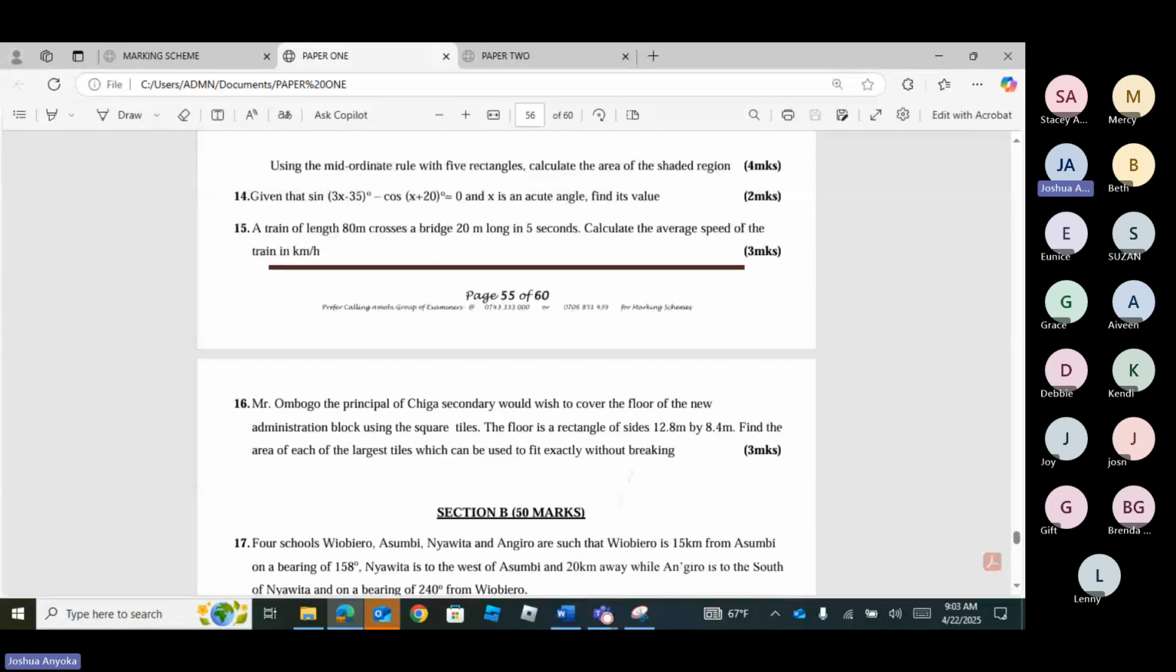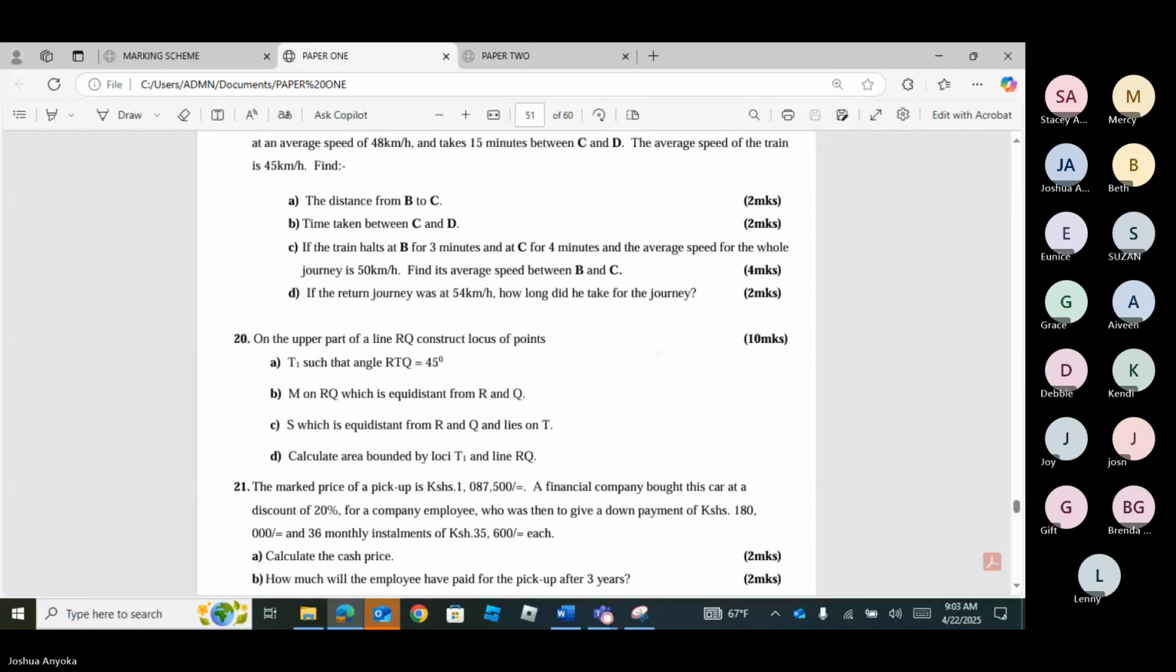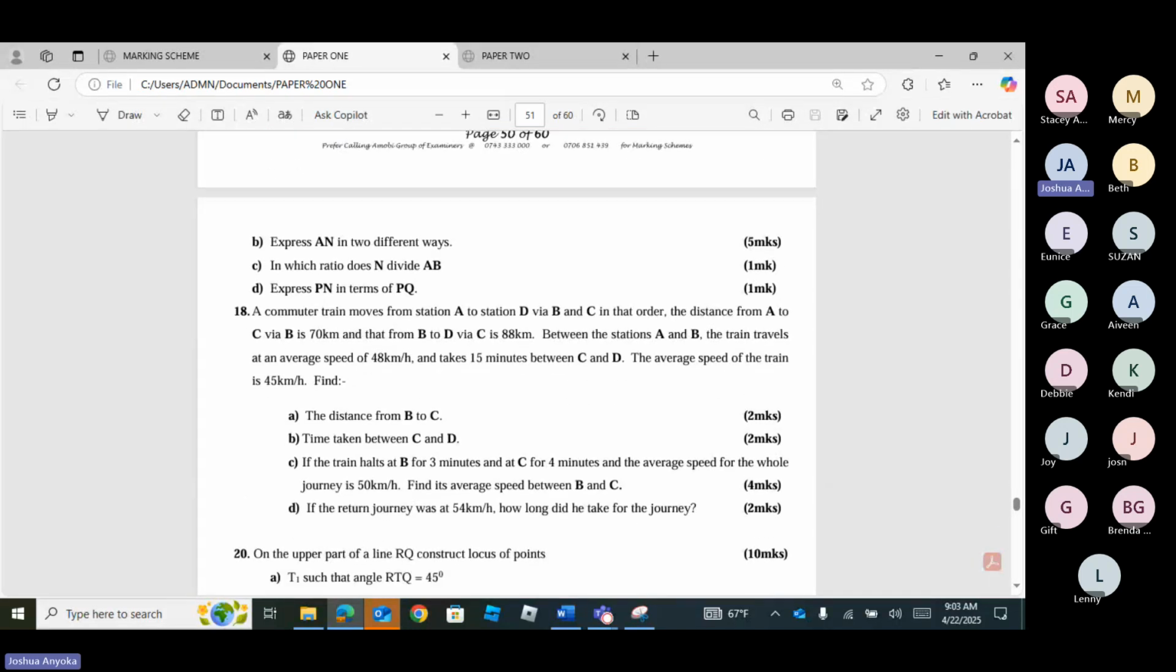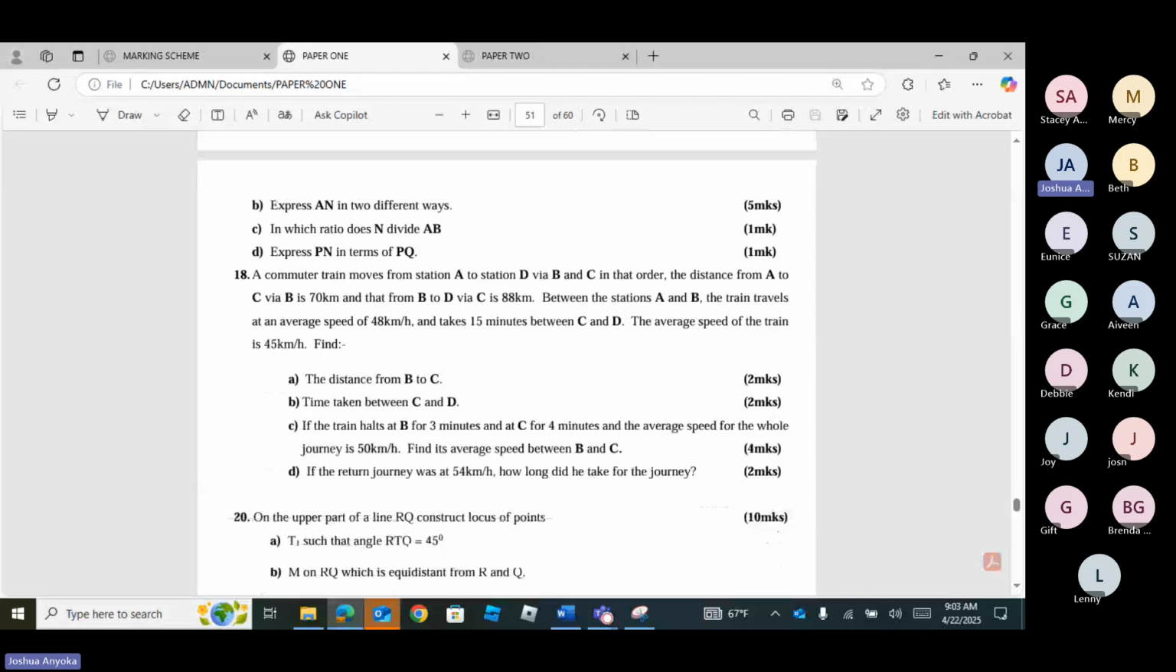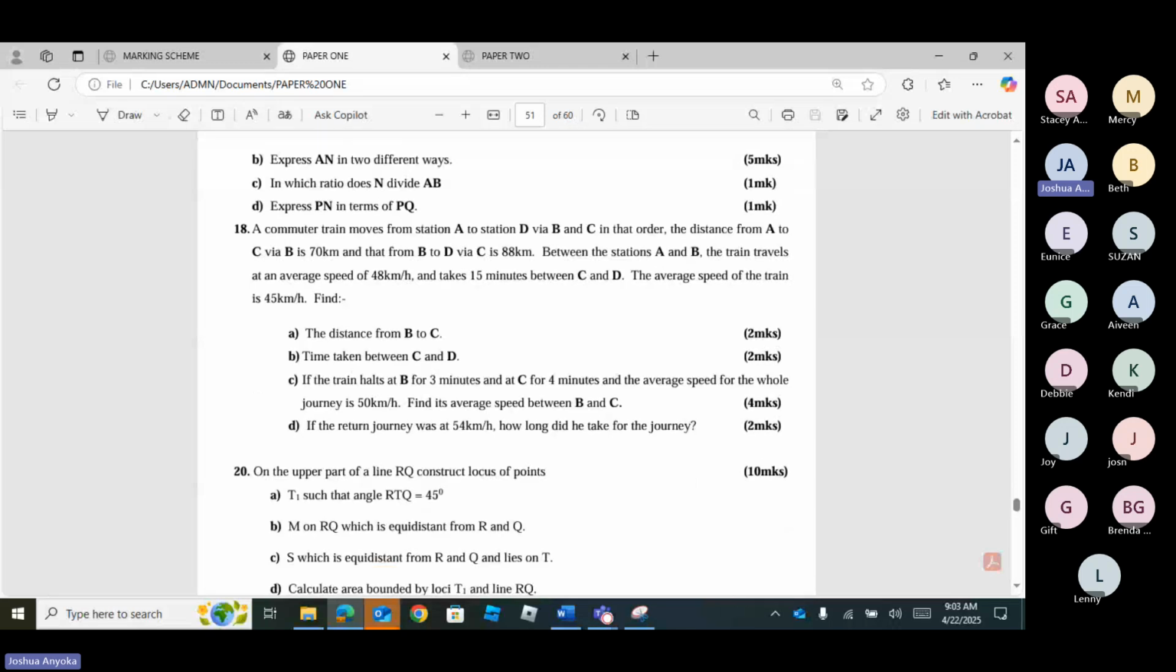Trial 9, question 18. A commuter train, it is the same as the one that we worked out.